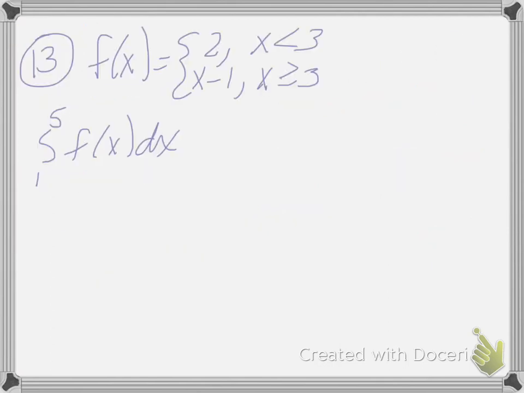Okay, this is number 13. So all you have to do is find the integral from 1 to 5. The problem is that you don't know what the function is, so how would you possibly solve that? Well, you couldn't. However, you do know what the function is from 1 to 3, because you're told that when x is less than 3, 2 is the function. So what if instead of going from 1 to 5, you broke it up like this?